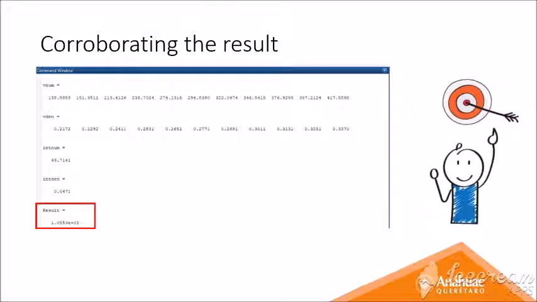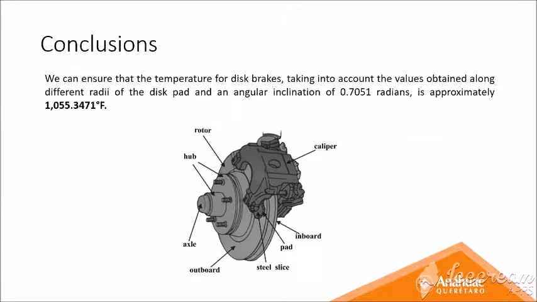We can corroborate that the result we got is correct because it's exactly the same as the one we got by hand. Conclusions: we can ensure that the temperature for disc brakes, taking into account the values obtained along the different radii of the disc path and an angular inclination of 0.7051 radians, is approximately 1055.3471 Fahrenheit degrees.